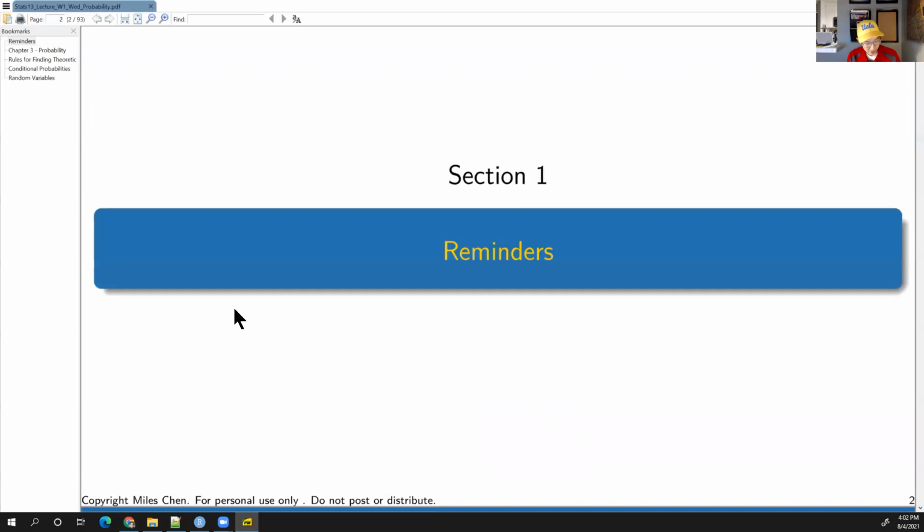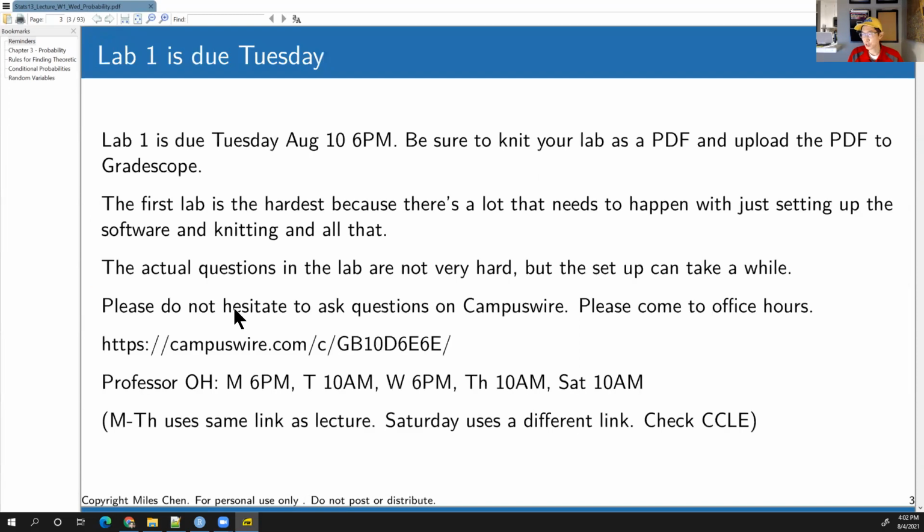Before we get into that, just a few reminders of how deadlines are going to work. It's the same pattern every week. Every week on Wednesday, in discussion, your TA Eric will introduce a new lab, and that lab will be due the following Tuesday. So you basically get 6 days to work on it. Lab 1 is due this coming Tuesday, August 10th, 6 p.m. Make sure you knit it to a PDF, and you're going to upload that to Gradescope.